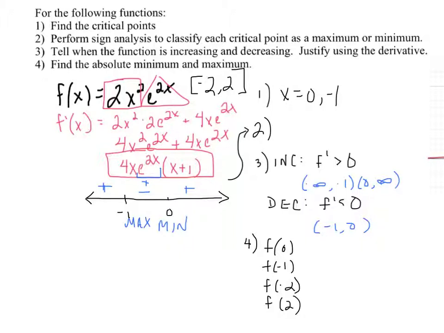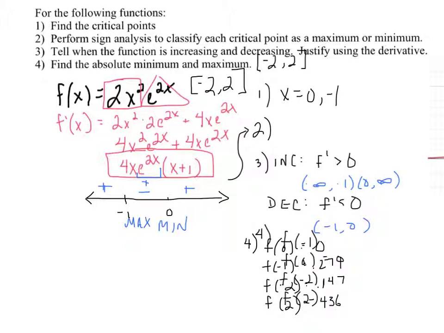Now I just put this in my calculator, and I have it in a table so I can get it. F of 0 is 0. F of negative 1 is 0.271. Remember, we always go 3 decimals. F of negative 2 is 0.147. Okay. And F of 2 is 436.785. Okay. So obviously the minimum is 0, and the maximum is 436.785.